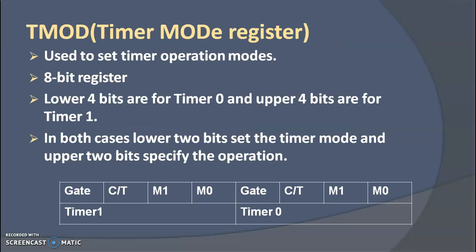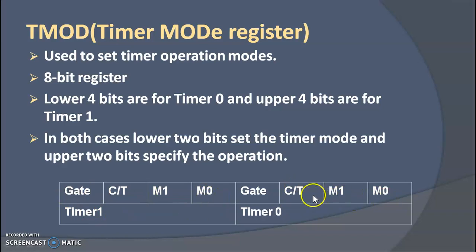Moving on, the next special function register is TMOD or timer mode register. This special function register TMOD is used for setting the operation modes of timers which are there in 8051. TMOD is an 8-bit register in which the lower 4 bits are used for controlling the timer 0 or to set the operation mode of timer 0, whereas the upper 4 bits are used for timer 1.